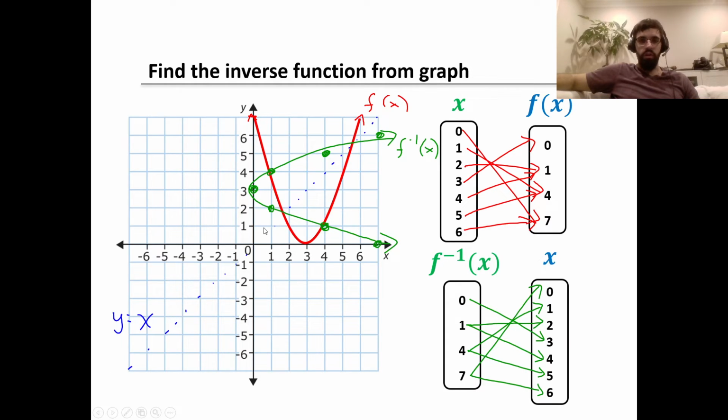Again, we'll notice the blue line, y equals x. This again, for any graph, this will be true. y equals x represents the line of symmetry. We can reflect our original function, the red line, over this line of symmetry, and it'll map perfectly to the green line, the inverse function.